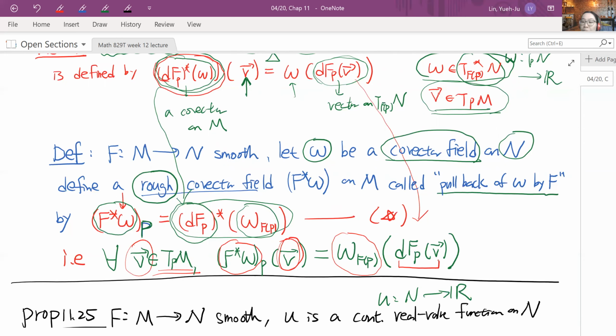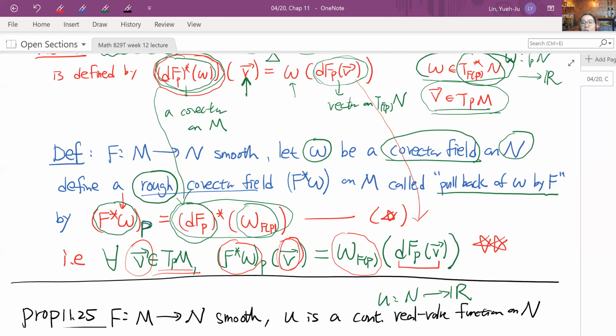Most of the time people use this one because it is more explicit, because it directly tells you how to input a vector V here. Either way, sometimes we will switch between the abstract definition and the one that carries the vector V. But you should know both.